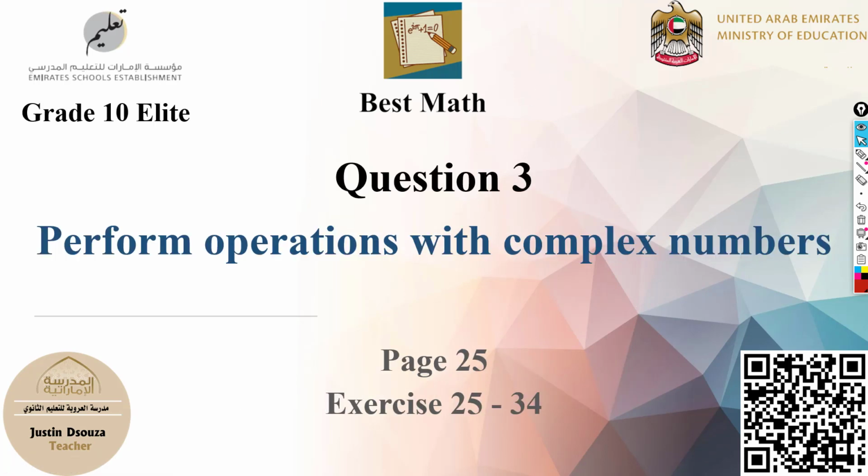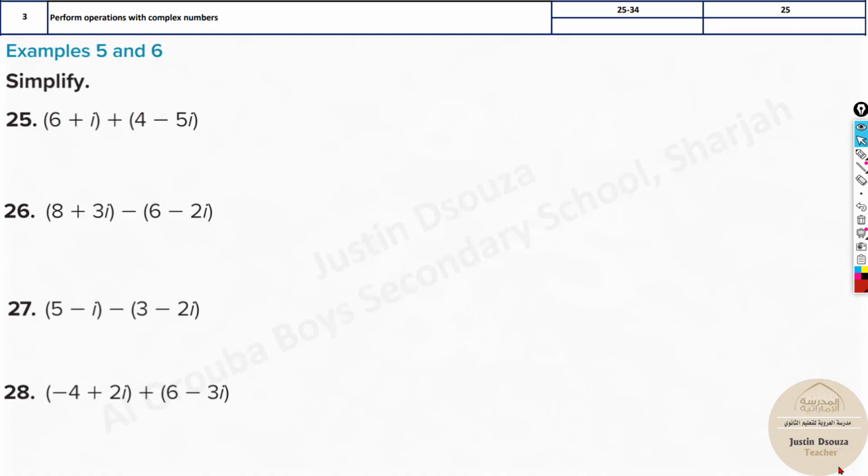Question number 3 is about complex numbers. We have to perform some basic operations on complex numbers. It's basically adding, subtracting, and multiplying. Look, here it's very simple. It's just to add. Make sure you realize that i and the number cannot be added up together.